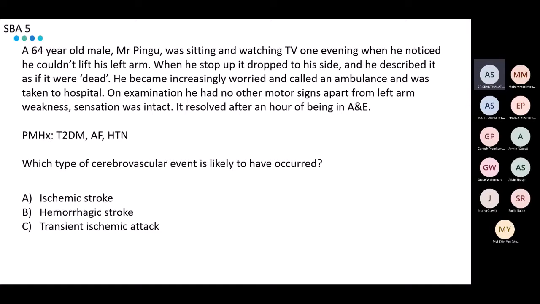So everyone's put down C, which is the correct answer, so well done. The fact that it resolved very quickly whilst he was in A&E points towards more of a transient ischemic attack than a full-on ischemic stroke. And he's got clear risk factors for having a stroke as well, which I will quickly go through in a bit.